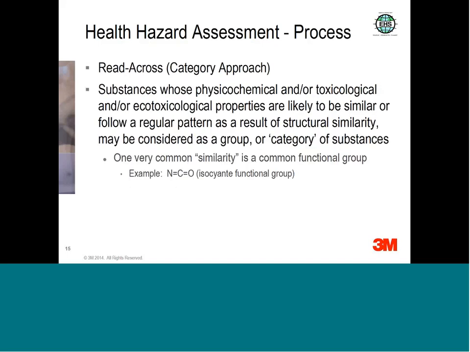For the category approach, we're essentially doing the same thing, but we look at substances whose physical, chemical, or tox and ecotox properties are likely to be similar or follow a regular pattern as a result of some sort of structural similarity. And we look at these as a group. So we obviously have to have a group of chemicals, and the very common similarity is a common functional group. You may be familiar with the isocyanate functional group, N=C=O. If we see that in a group of chemicals and we have a chemical for an alternative that has that, we may apply this read-across approach and say it may have the same hazard endpoints as other isocyanates do. So we would do that. So we use read-across quite a bit.